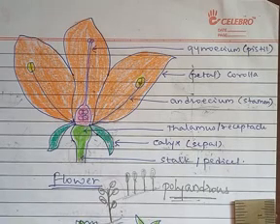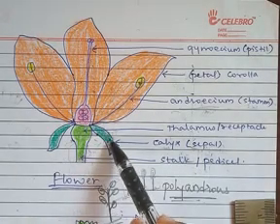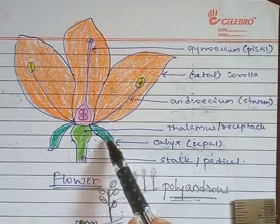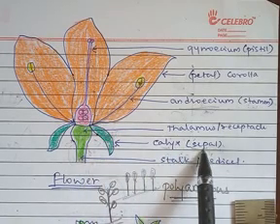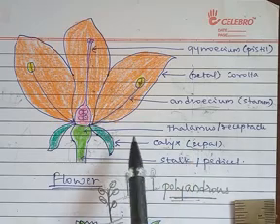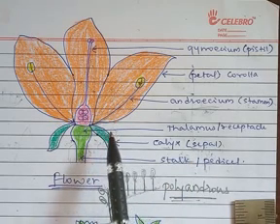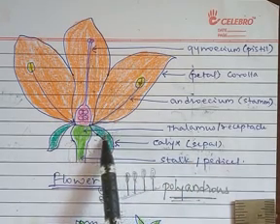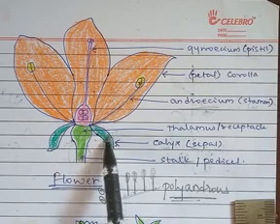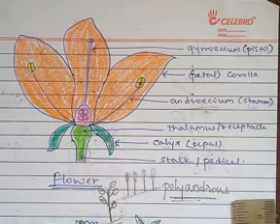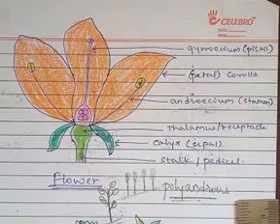Let us discuss the four whorls of the flower in detail now. The first whorl of the flower, also called the outermost whorl, is the calyx. Each member of the calyx is called a sepal. When we talk about the sepals, they are generally green in color and generally 5 sepals are present in the flower, but the number may be different. The sepals may be free from each other or they may be fused.